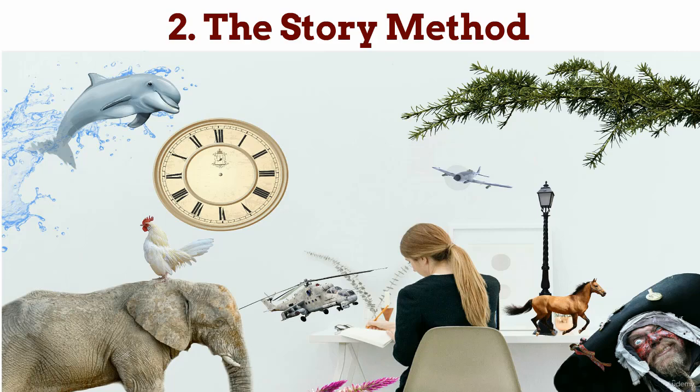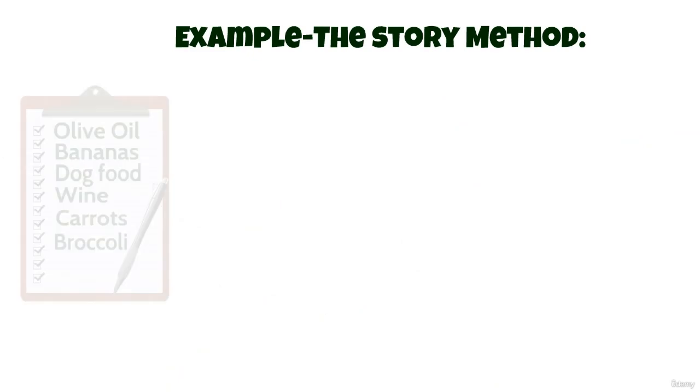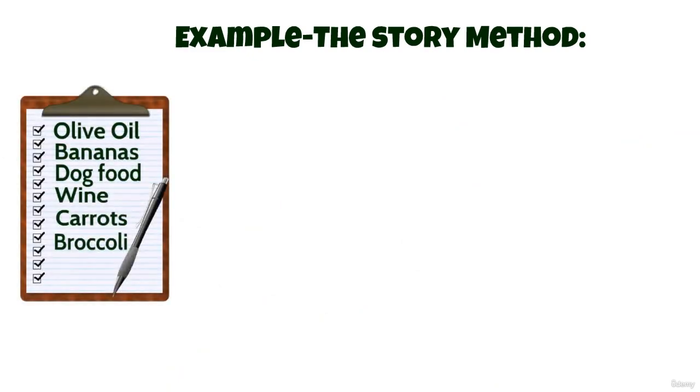When creating your mnemonic story, imagine that you find yourself in the middle of it, interacting with its different scenarios. In this way, the memories will become much more personal and will last longer. Let's view an example on how to use this method by memorizing the same shopping list presented earlier. In this way, besides understanding this method, you will be able to compare the efficiency of the two variants of the link system. Here's our list: olive oil, bananas, dog food, wine, carrots, and broccoli.